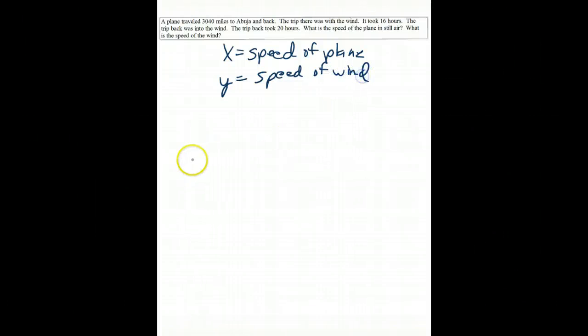All right, so again, I would make x equal to the speed of the plane, and then I would make y equal to the speed of the wind. All right, so this whole entire problem is relying on d equals rt, which is distance equals rate times time. So distance there was 3,040.